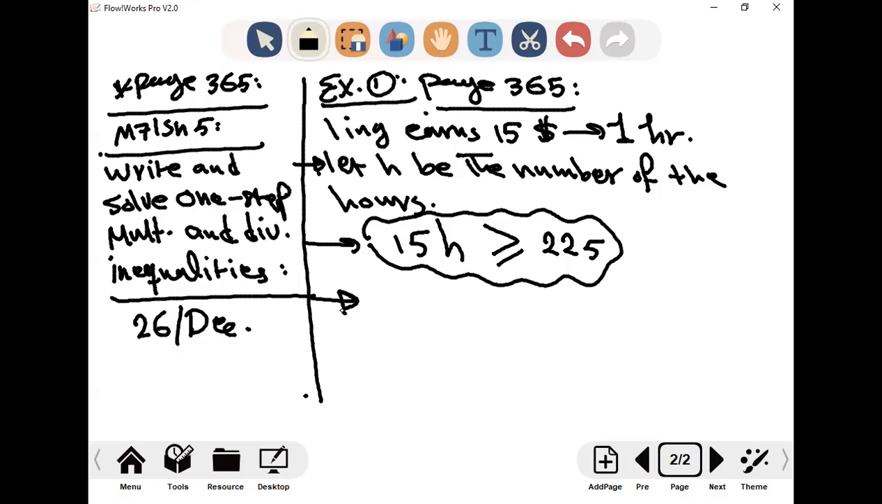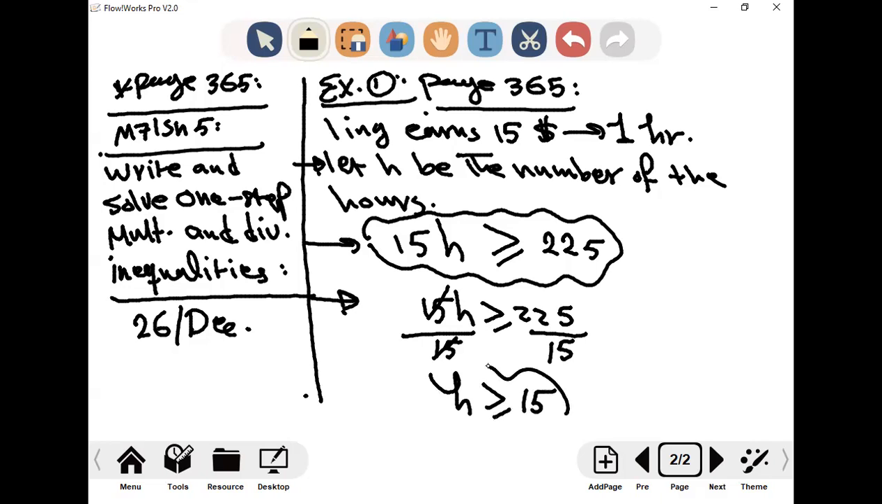Do we need to switch the inequality? No. Why? Because we divide by a positive number, not a negative number, right? So here I will rewrite the inequality: 15h more than or equal to 225 over 15, and here also over 15. So h should be more than or equal to what? 15 also. 15 hours. Got it?